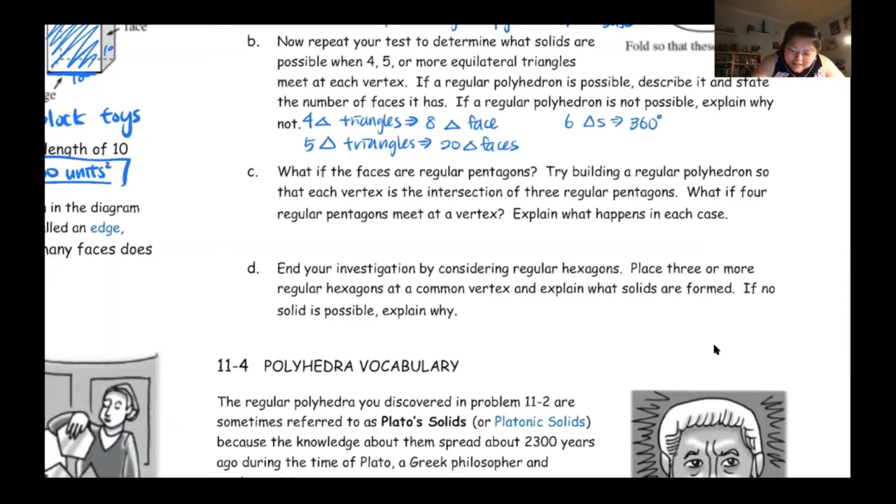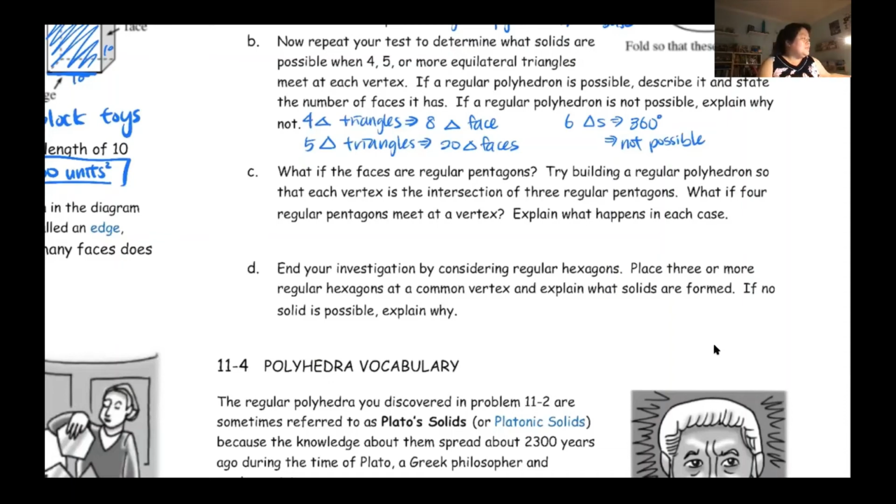So that's why it's not possible. You can only have 3 triangles come together, or 4 triangles, or 5 triangles, but no more than that. So keep that in mind. What if the faces are regular pentagons? Try building a regular polyhedron so that each vertex is the intersection of 3 regular pentagons.